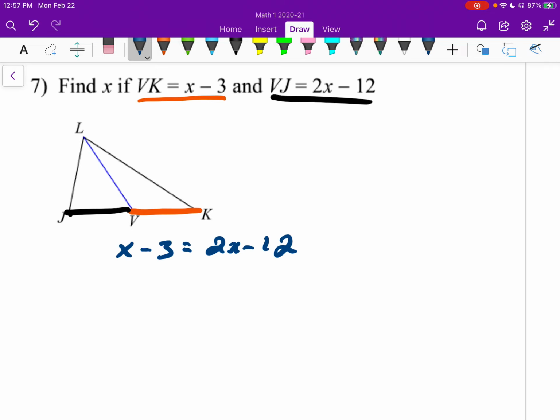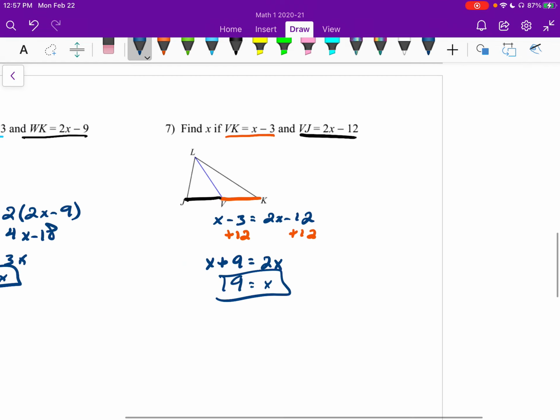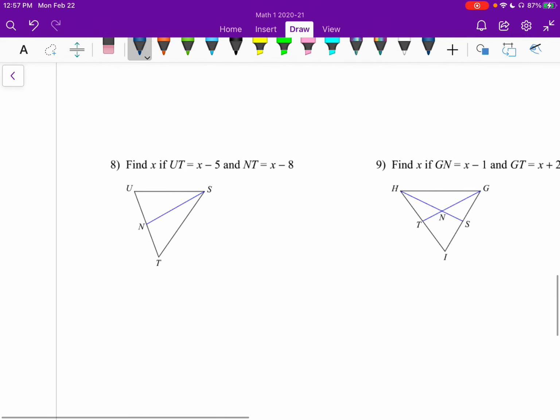I'm going to add my 12 to the left. That's going to give me x plus 9 is 2x. And then if I subtract my x, I get 9 is x. There we are. All right, 2 more problems.